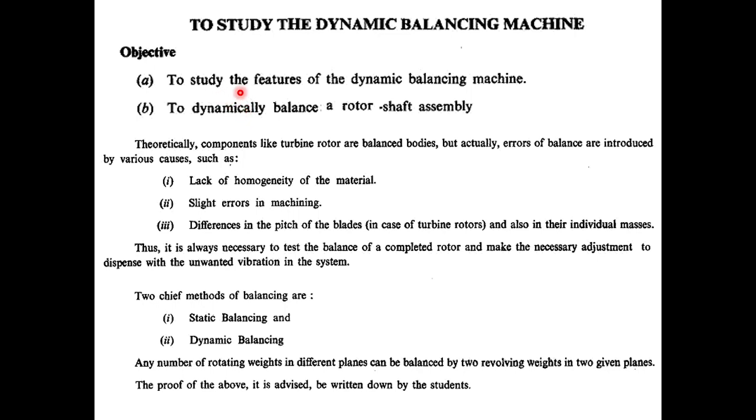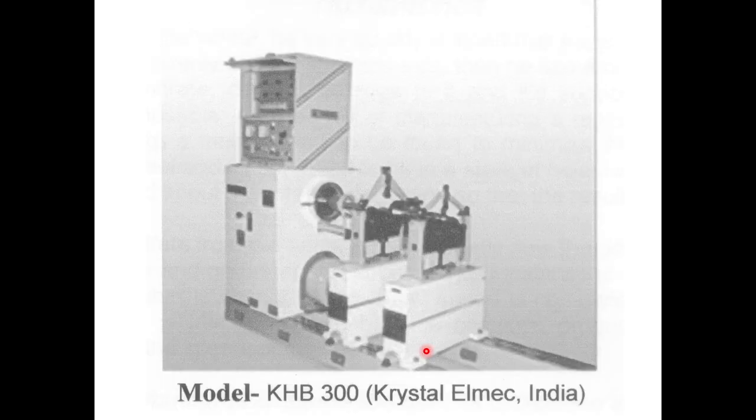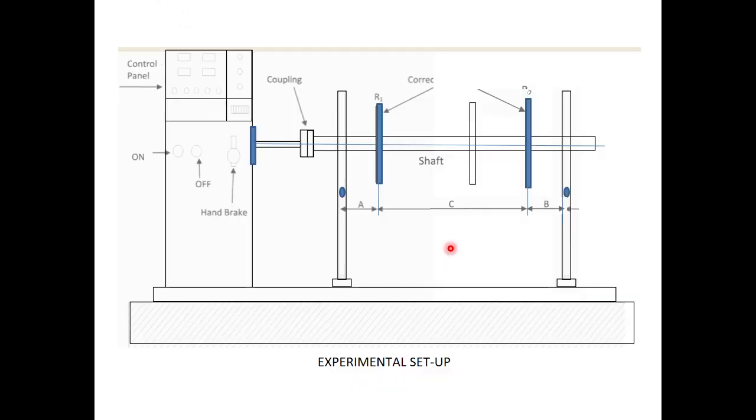So, what we are describing now is the features of the dynamic balancing machine. This is what we have already discussed, two chief methods. This is also what we have discussed. Oh, what else is there? I will come back to it.